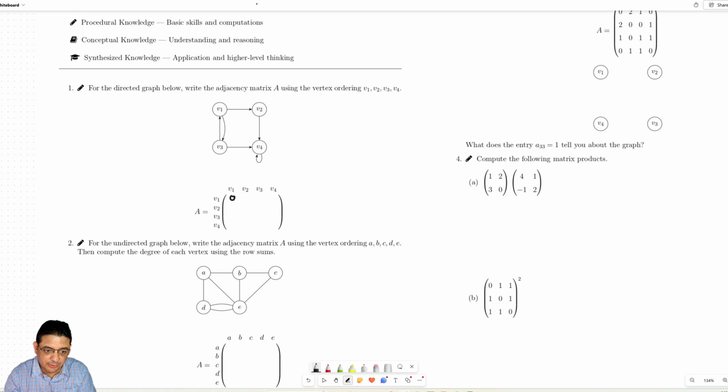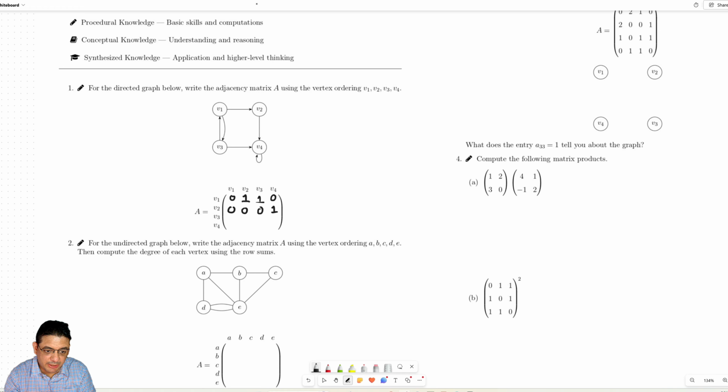From B1 to B2, there is one edge going. So we're going to put 1 here. From B1 to B3, there's also 1 here. And from B1 to B4, there's nothing. So we're going to get 0. Now from B2, we only have 1 node going to B4. And so we're going to put a 1 here. And everything else is going to be full of zeros.